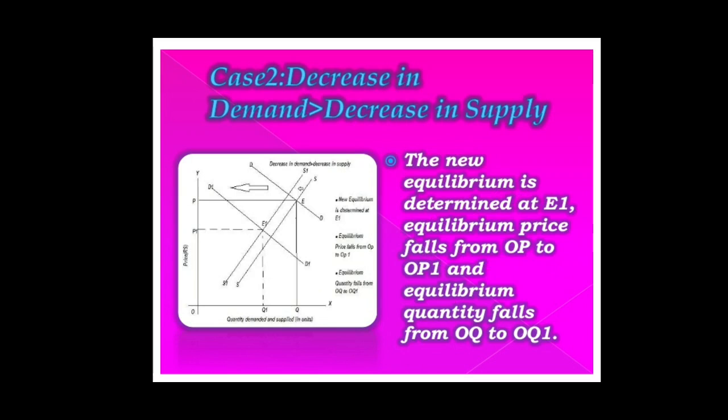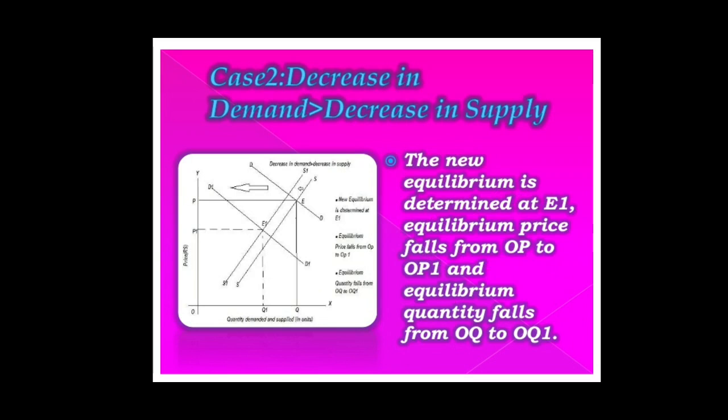Here in this figure, it is clear that decrease in demand is greater than decrease in supply, as the leftward shift in demand curve from DD to D1D1 is greater than the leftward shift in supply curve from SS to S1S1. As decrease in demand is greater than decrease in supply, it is thus a situation of excess supply as demand has decreased more than supply. Due to excess supply, the equilibrium price tends to fall.